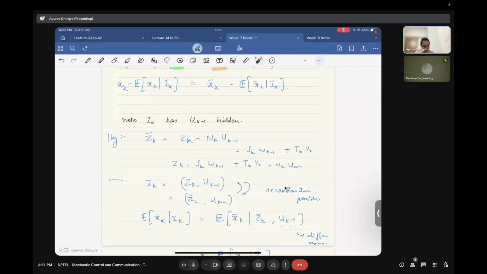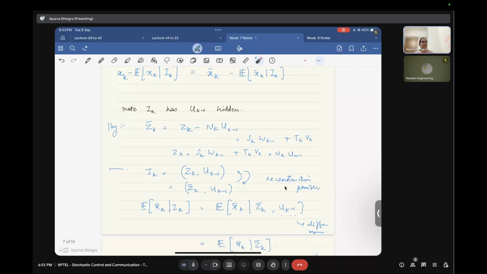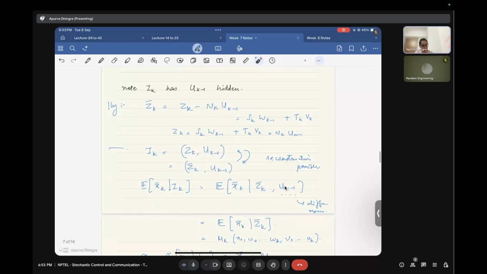So now notice this component. This belief of xk bar can be written as the expectation over xk bar given the z bar and uk minus 1. But recall, this uk minus 1 was in the other problem. Here we are taking the belief of the problem without any action. So technically this has no effect in this particular case. Meaning this term is strictly independent of the action uk minus 1.